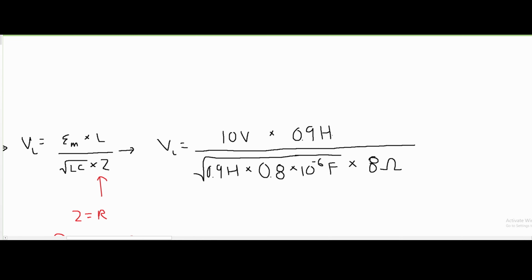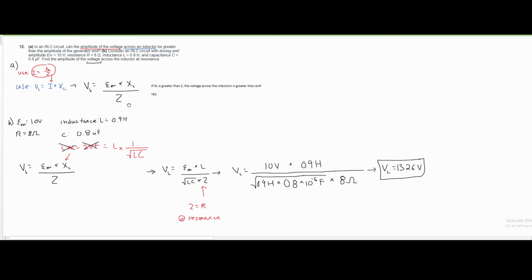After we carefully plug all of this into our calculator, we're going to get that the voltage across the inductor at resonance is approximately 1,326 volts. And that is the answer for number 12. First we solved for A, showing that yes, the amplitude of the voltage across an inductor can be greater than the amplitude of the generator EMF.